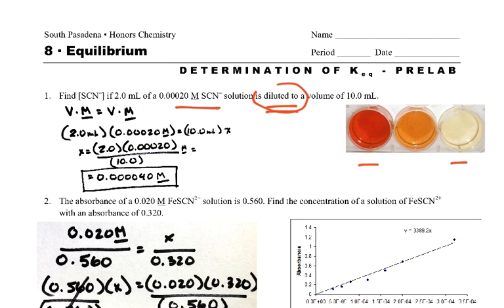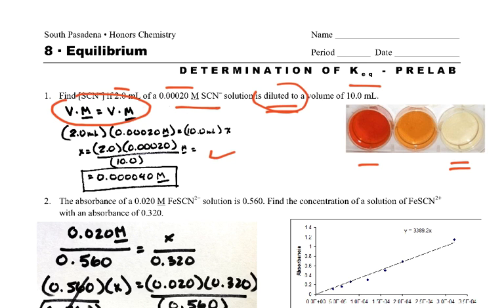So if we take something and add water to it and make a dilution, all we have to use is our dilution formula, and that's volume times molarity equals volume times molarity. After that point, we just plug in our numbers. So we have 2 milliliters of our 0.0002 molar SCN minus solution. We have 10 milliliters total when we're done. So we find the new molarity, and we just do a little algebra.